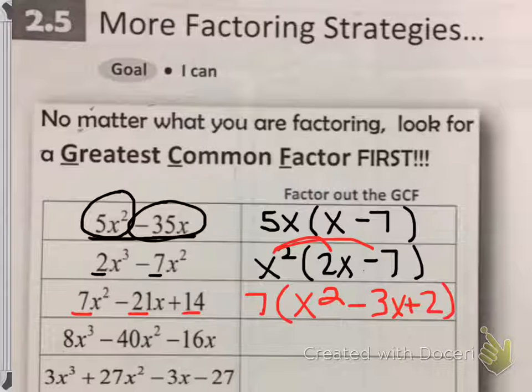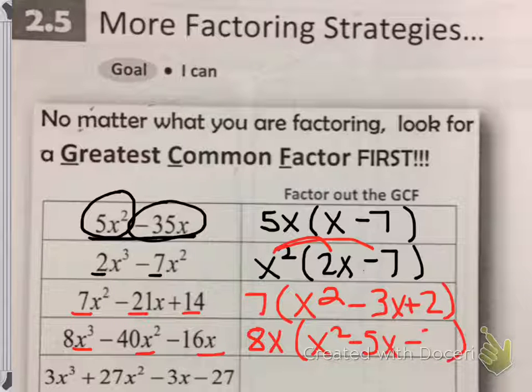On this 8x cubed minus 40x squared minus 16x, I can clearly see they all have an x in common. And then I'm going to go with 8 as my biggest number that will divide into all of them. When I do that, I've got to take out an x also. So let's put an 8x out front. What do I multiply 8x by to get to 8x cubed? That would be x squared. What do I multiply 8x by to get to a negative 40x squared? I multiply by a minus 5x. And what do I multiply 8x by to get to a negative 16x? I multiply it by a minus 2.